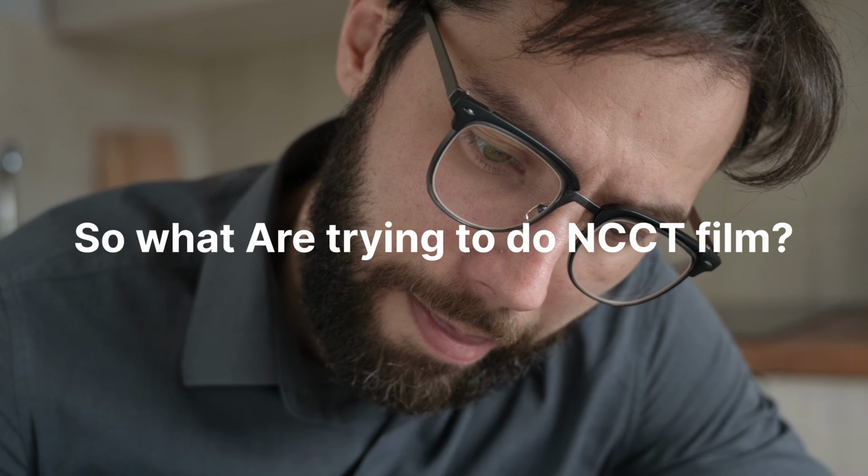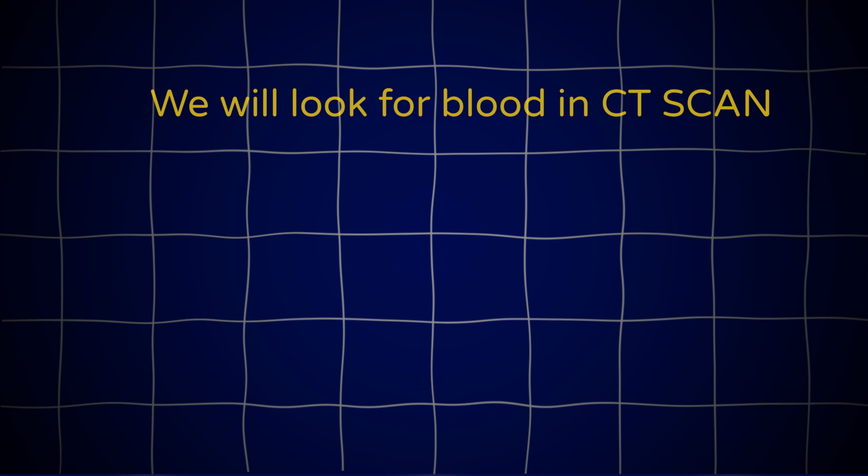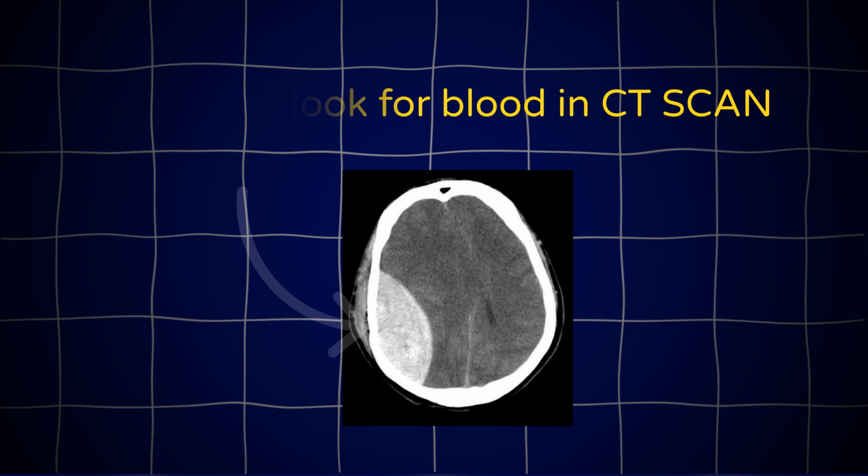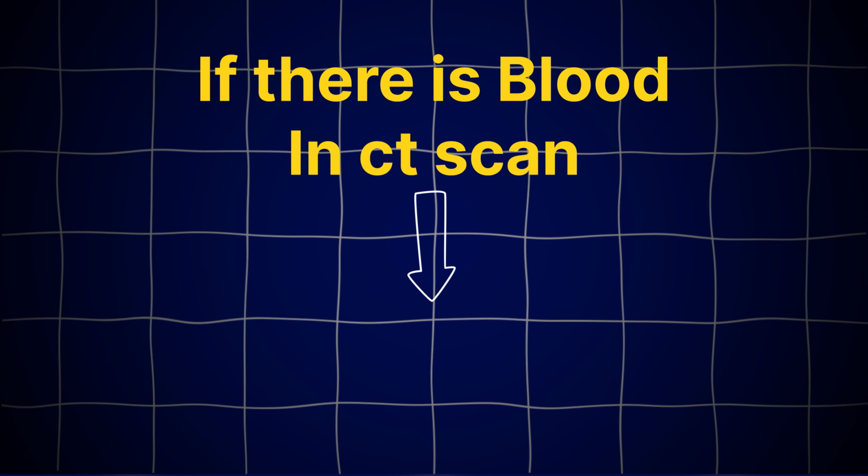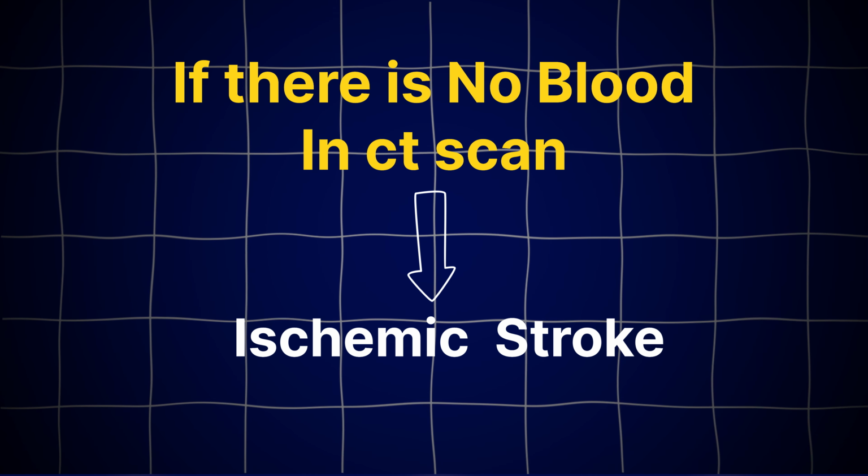What we are trying to do in non-contrast CT is look for blood in the CT scan. If there is blood present in CT scan, it points toward the diagnosis of hemorrhagic stroke. If there is no blood in CT scan, it is ischemic stroke.